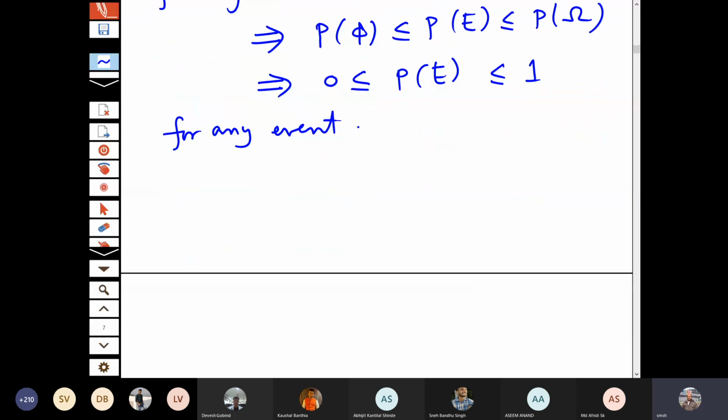And next consequence is again very simple. What is the probability of complementation? So if I look at omega, omega is A union A complement, okay, for any A.